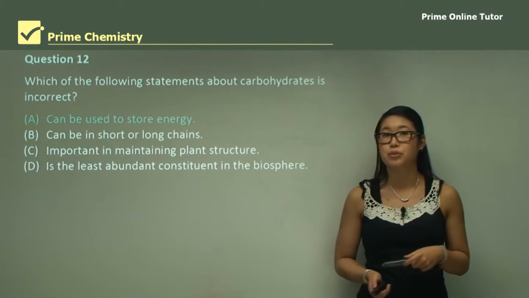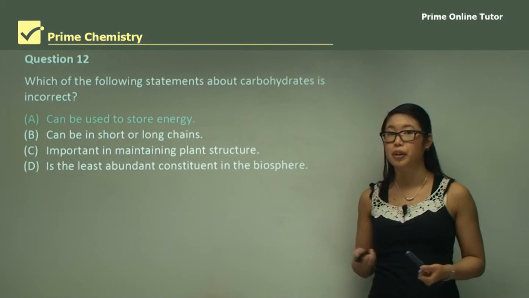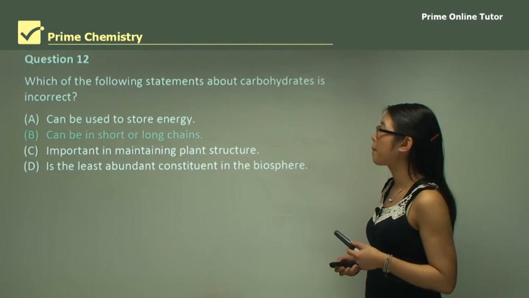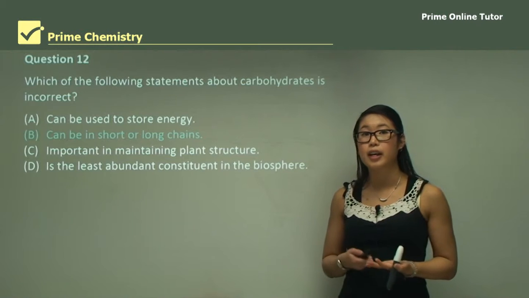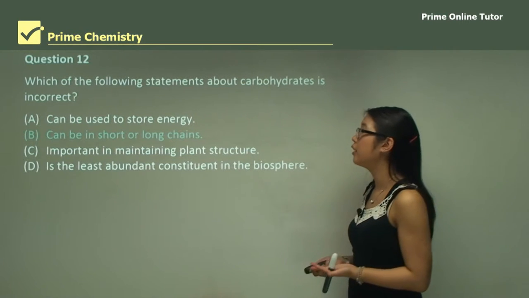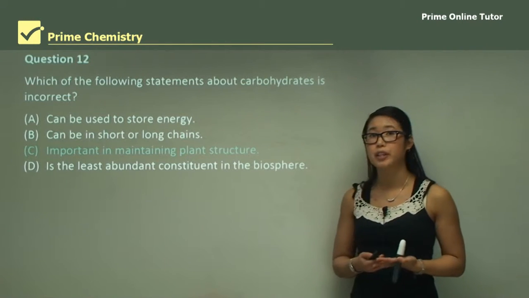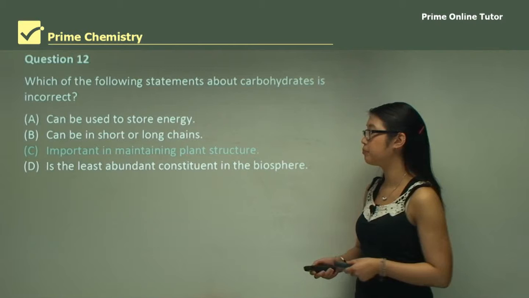Carbohydrates can be used to store energy. Yes, they can, because carbohydrates, when bonds are broken, form a lot of energy. So this is correct. Can be in short or long chains. Yes, we said monosaccharides, disaccharides, and polysaccharides. So this is correct. Carbohydrates are important in maintaining plant structure. Yes, because cellulose is in a lot of cell walls.